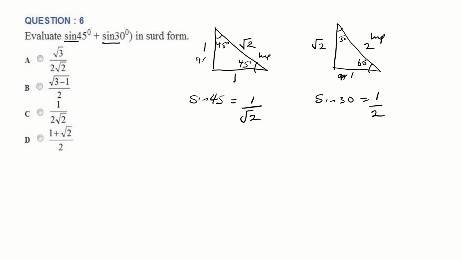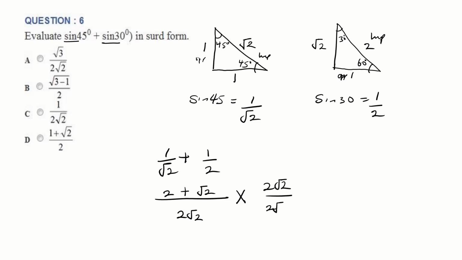So adding this, we have 1 over root 2 plus 1 over 2. So here we find the LCM, which is 2 root 2. This is 2 plus root 2. Now in surds, we do not leave a surd like this with the denominator containing a square root. So we do something that we call rationalization of surds. That simply means that we multiply both the numerator and the denominator by 2 root 2 over 2 root 2.